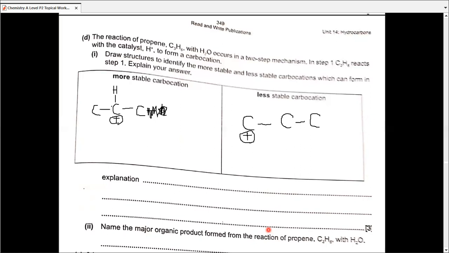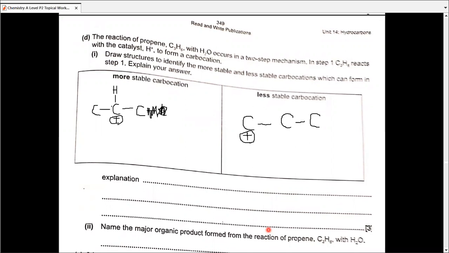Why is the one less stable? Less stable because it's a primary carbocation, and primary carbocations are less stable, and the more stable carbocation is a secondary carbocation, and secondary carbocations are more stable than the primary ones. Understandable, but this would only get you 2 marks, not the third one. The third one requires a deeper explanation.